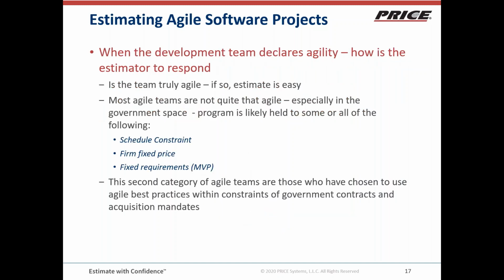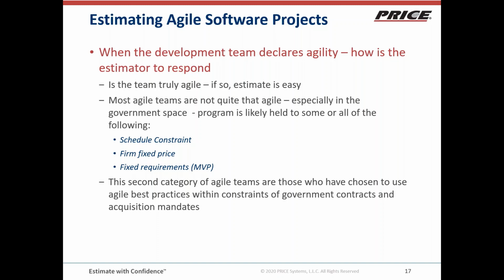So how does the estimator respond when the development team declares agility? As I said earlier, if the team is truly agile, the estimate is easy because they know what the release date is, and whatever they get done by that date is what's going to go out. They know how many people are working on the project, so you don't need to do anything other than math.